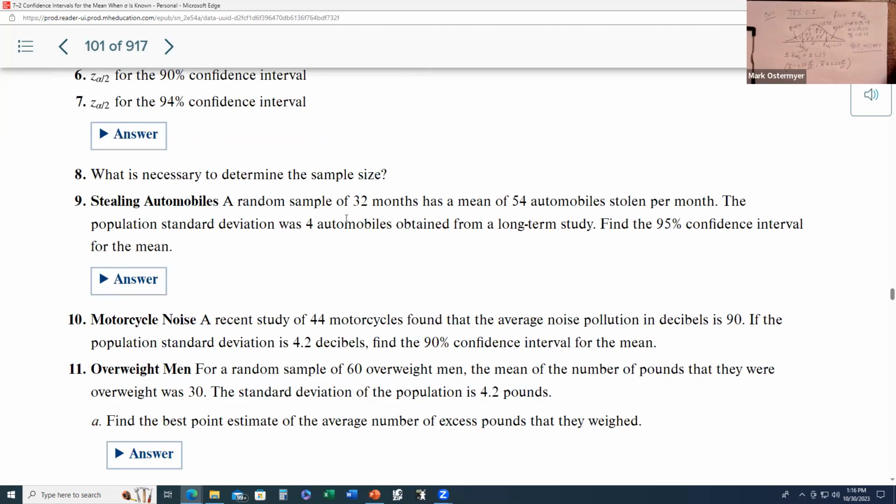A random sample of 32 months has a mean of 52 automobiles stolen per month. The population standard deviation was 4 automobiles, obtained from a long-term study. Find the 95% confidence interval for the mean. Okay, go ahead, call that classwork number 2. Find the 95% confidence interval for the mean number of automobiles that are stolen per month. Use the Z interval function on the calculator. You do not have to do this problem manually.